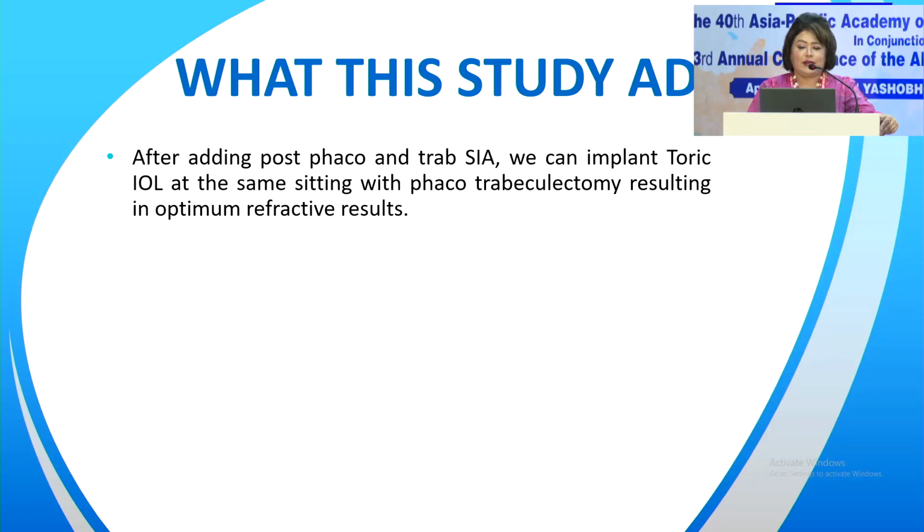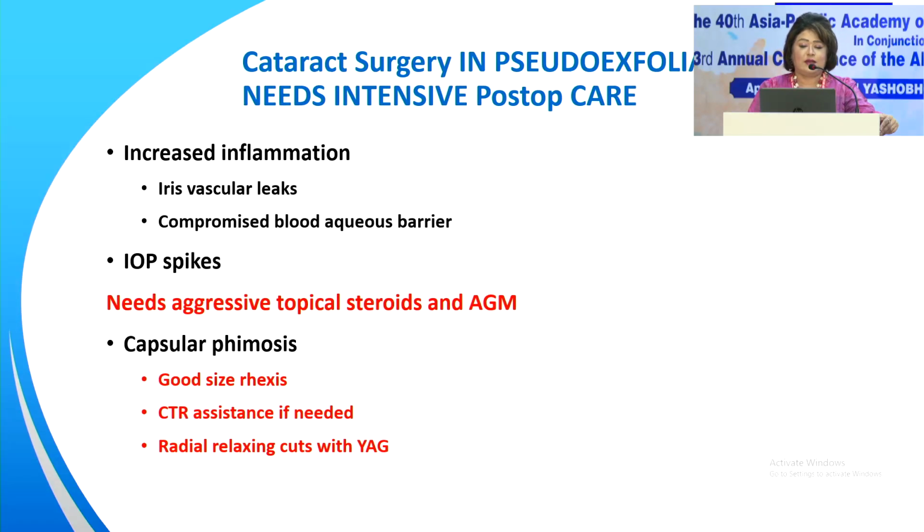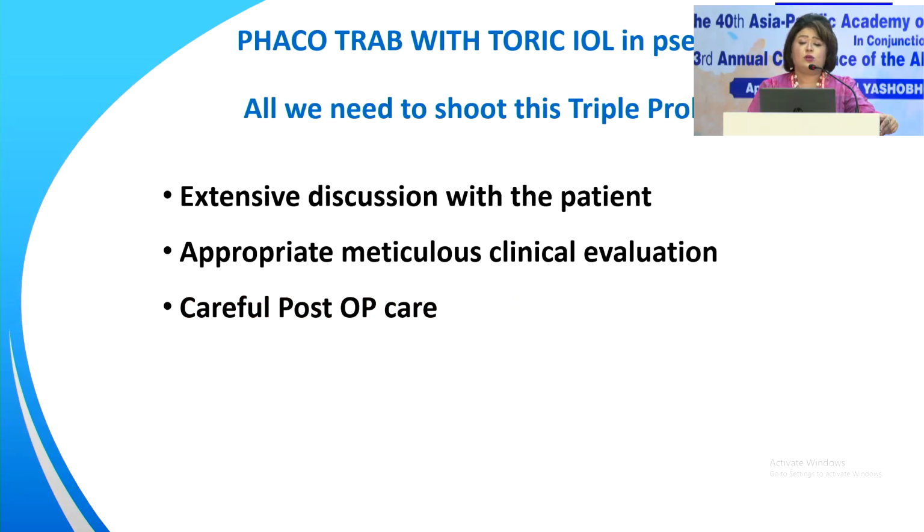So after adding post-Phaco Trab SIA, we can implant toric IOL at the same sitting with Phaco Trab, resulting in optimum refractive result. For that, you have to calculate your own SIA. And the post-op needs intensive care: increased inflammation, IOP spikes, capsular phimosis. So all we need to tackle this triple problem is extensive discussion with the patient, appropriate meticulous clinical evaluation, and careful post-op care.